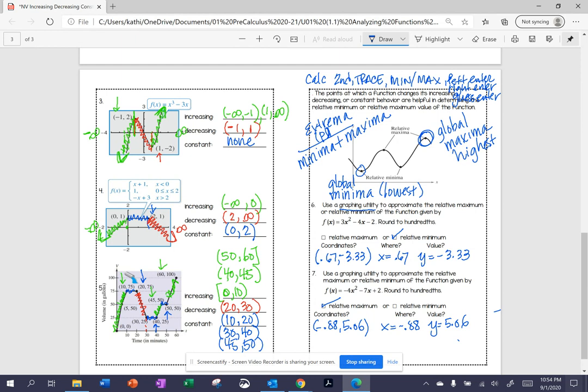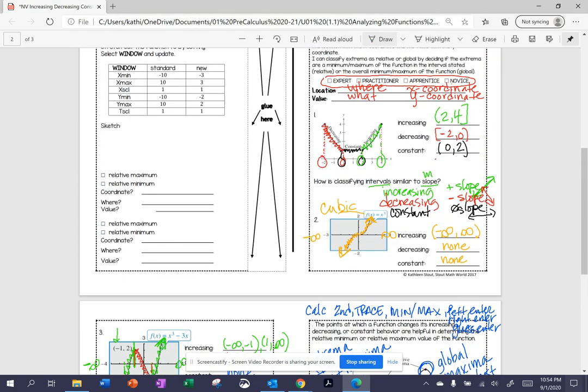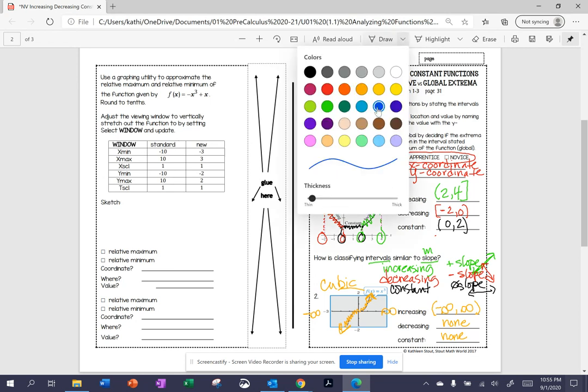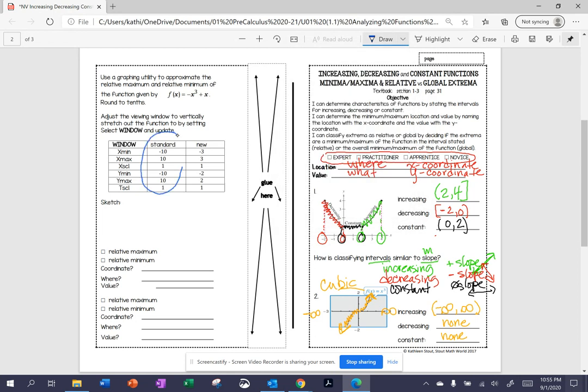Okay, let's do one last example. Okay, this one, we are going to adjust the window size. So when I reset my calculator, the standard window that I have is minus 10 to plus 10 in the X and the Y direction. So for us to be able to see a little bit closer what we want to see, let's change the parameters on the windows and we'll be able to see what we have a little bit better.